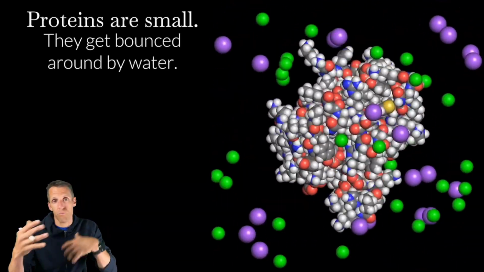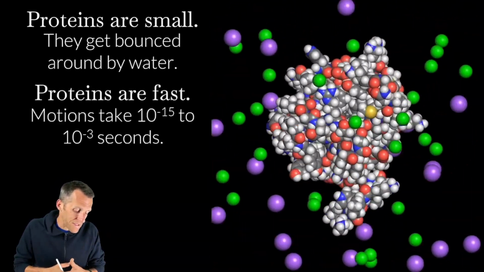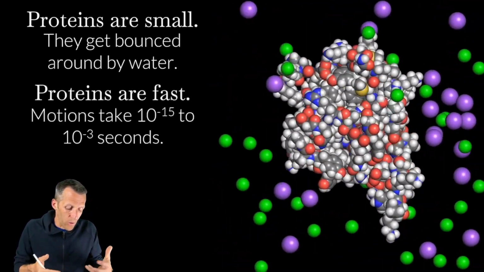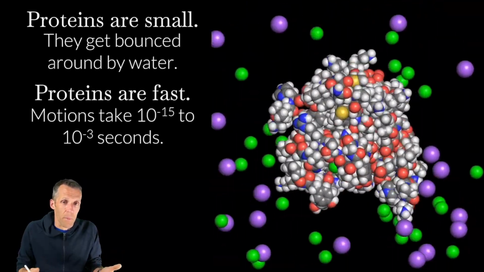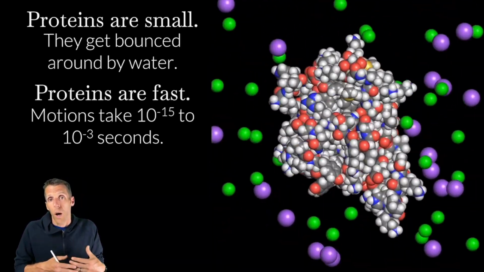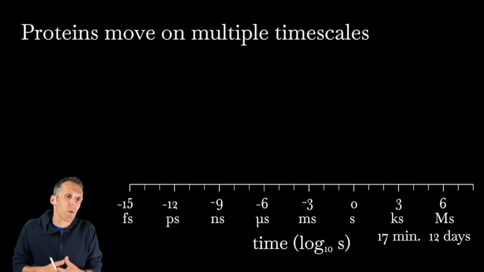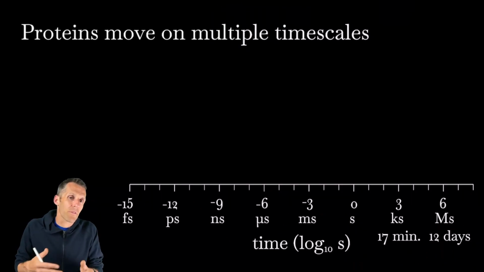And so you have this bouncing around randomness that's going on. They're also moving very fast. Most of these motions are happening on the order of 10 to the minus 15 to 10 to the minus third seconds. So these are all very quick things relative to our experience, while they're being random. So what I'd like to do in the next chunk of this video is unpack some of those dynamics.